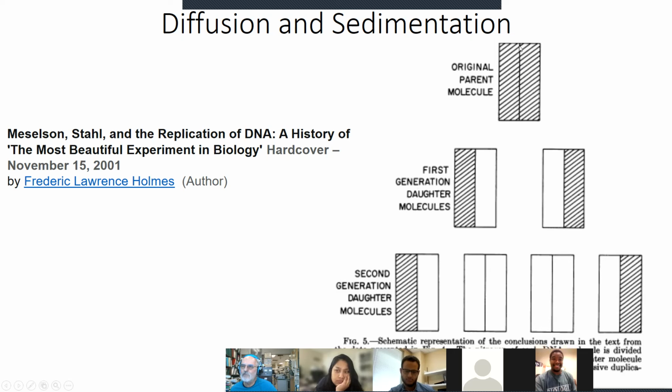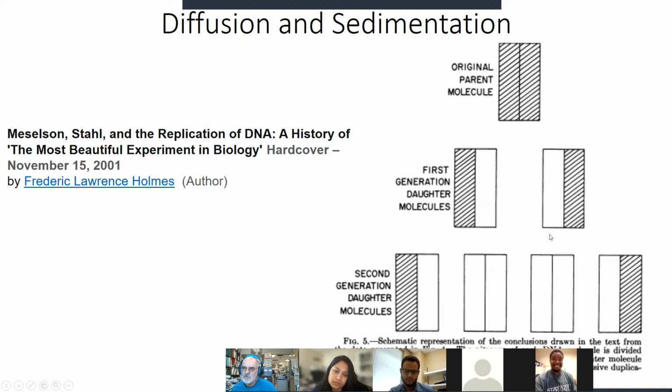But then when you let it grow in N14, what you got was a different band, but it seemed to be the old initial strand with the new strand. So you now had a species that was a mixture. The first generation after the labeling was a mixture of the old strand and a new strand, the old strand and a new strand.